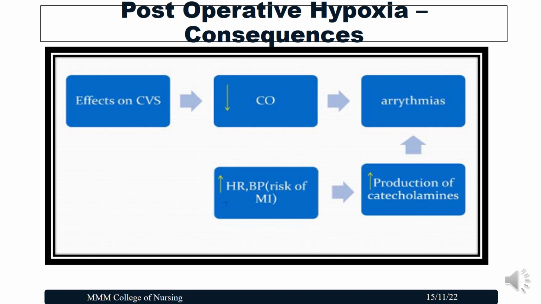Effects on the cardiovascular system include decreased cardiac output, so that the patient will manifest with arrhythmias. When there is a decreased cardiac output, there will be increased heart rate and blood pressure. So this can increase the risk for myocardial infarction, and there will also be increased production of catecholamines that can again lead to arrhythmias for the patient.